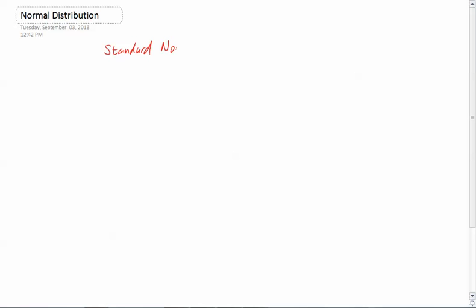Okay, so the first thing that I'm going to bring up is what's called the standard normal distribution. All right. Now, the standard normal distribution curve has this bell curve that you are so familiar with. So there's your bell curve, more or less, right?